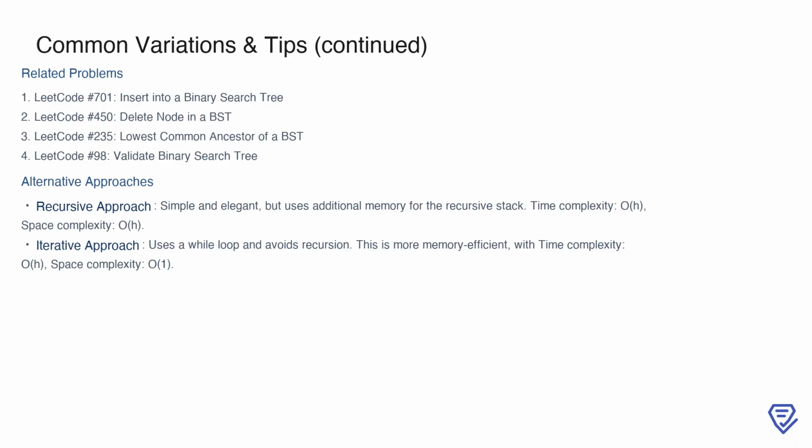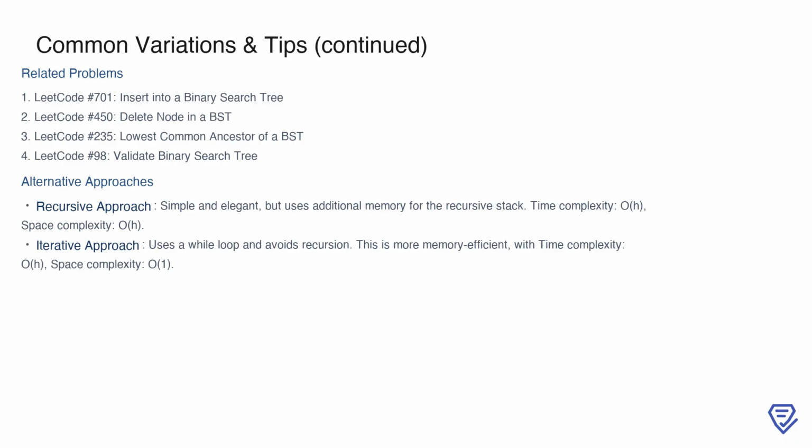Next, let's consider related problems and alternative approaches. Several other LeetCode problems build on similar concepts, such as inserting into a binary search tree, problem number 701, deleting a node, number 450, finding the lowest common ancestor, number 235, or validating a binary search tree, number 98. Practicing these can deepen your understanding of BST operations.